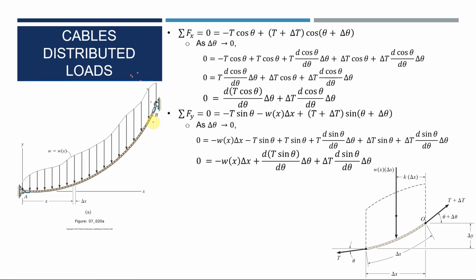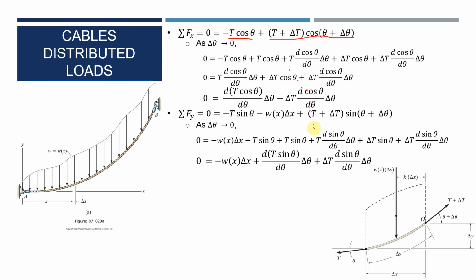Now, for a cable under a load distribution curve, Wx, and we have this variable load distribution curve, and we can look at a tiny segment of the cable and get this kind of picture right here down in the bottom corner, and look at the sum of the forces in the x direction, which would be T plus delta T times cosine of theta plus delta theta, right there. And then negative T cosine theta.